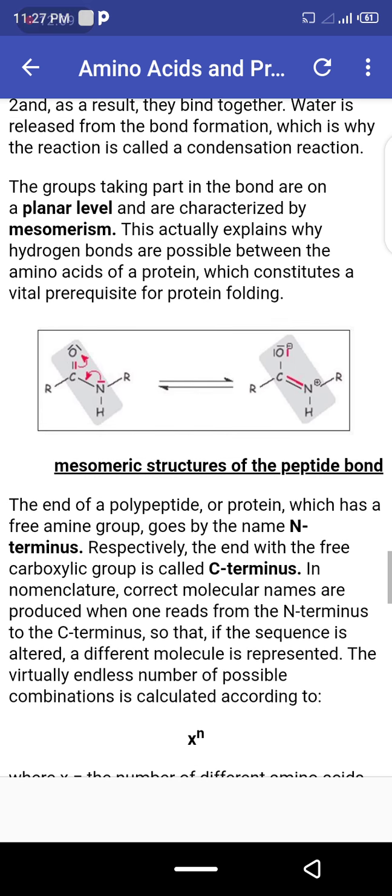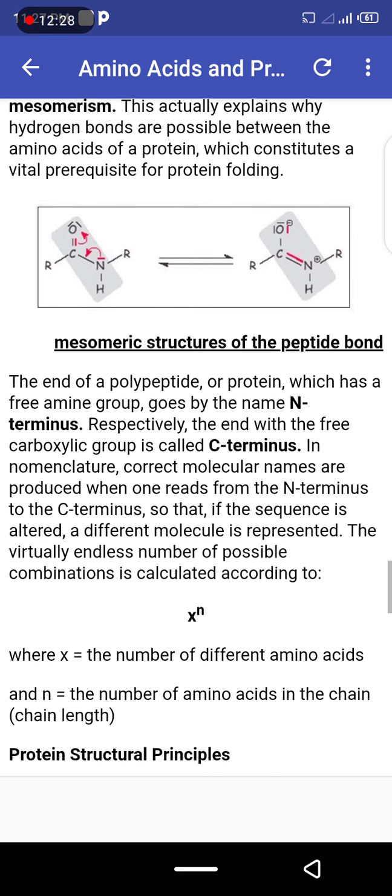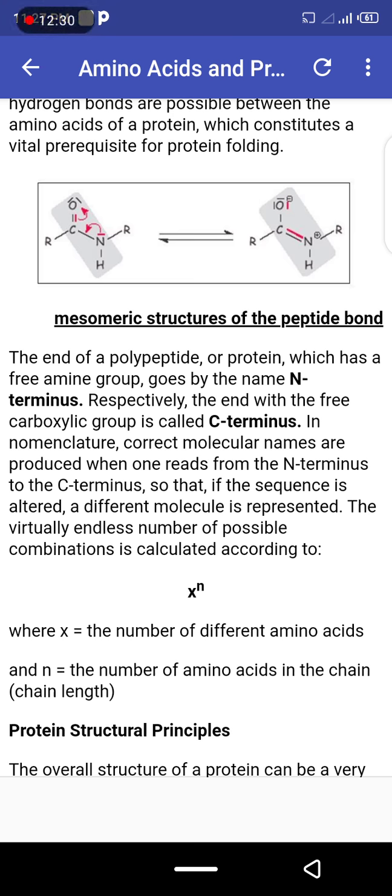The groups taking part in the bond are on a planar level and are characterized by mesomerism. This actually explains why hydrogen bonds are possible between the amino acids of a protein, which constitute a vital prerequisite for protein folding, as we show in the figure. Mesomeric structure of the peptide bond.